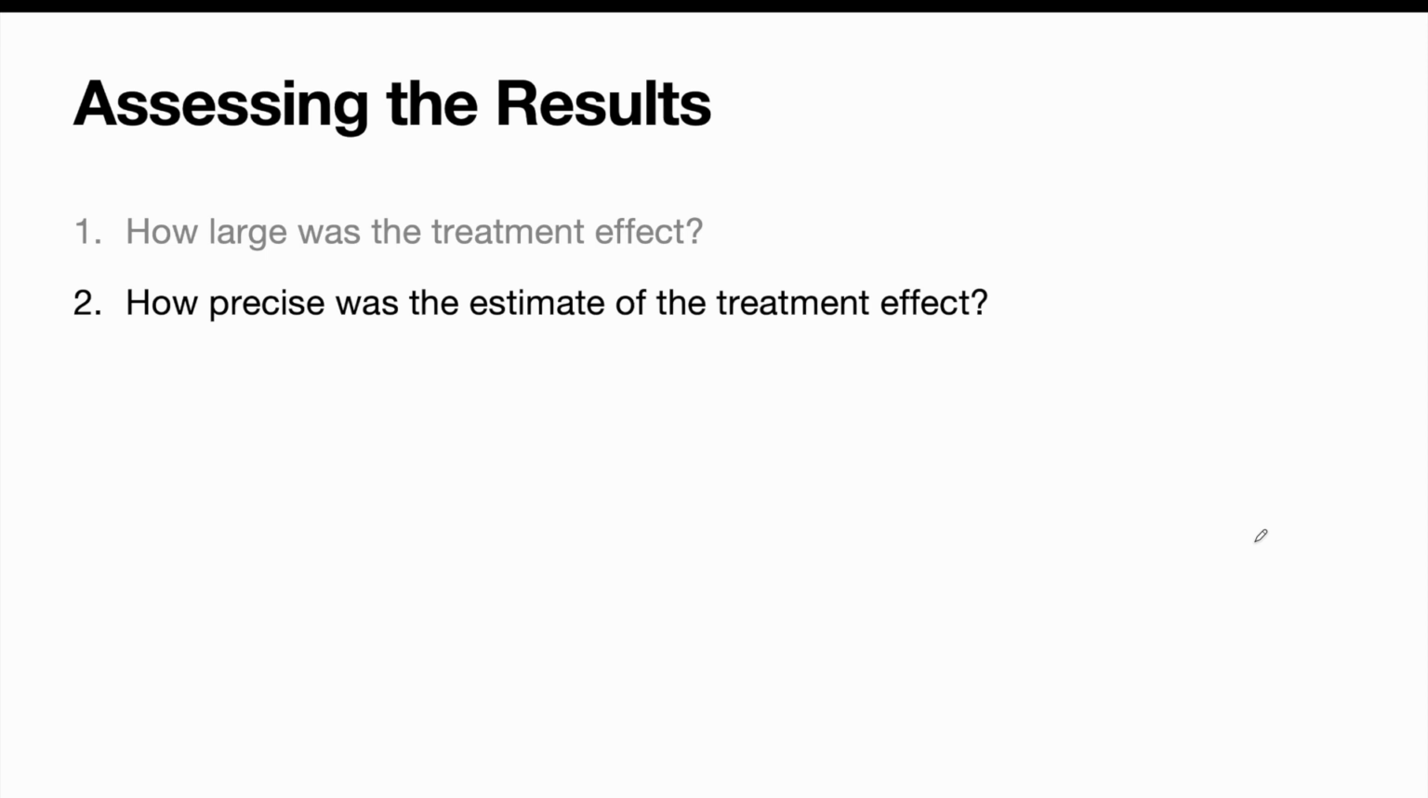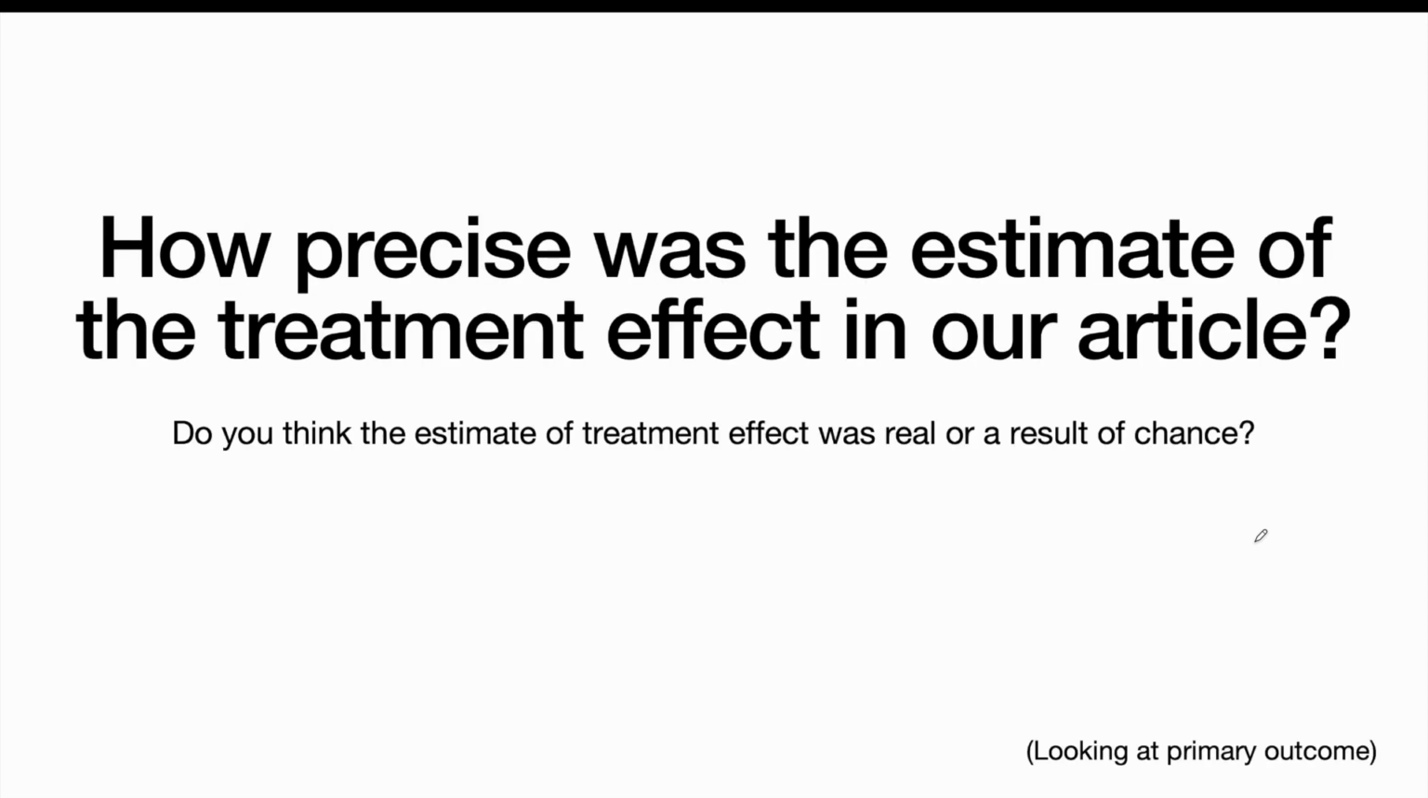So how large was our treatment effect? It was pretty statistically significant. How precise was the estimate of the treatment effect? Well, what do you think? I want you to look back at that forest plot. Look at the 95% confidence intervals. What's your judgment at this point? Do you think the estimate of treatment effect was real, or was it just a result of chance?